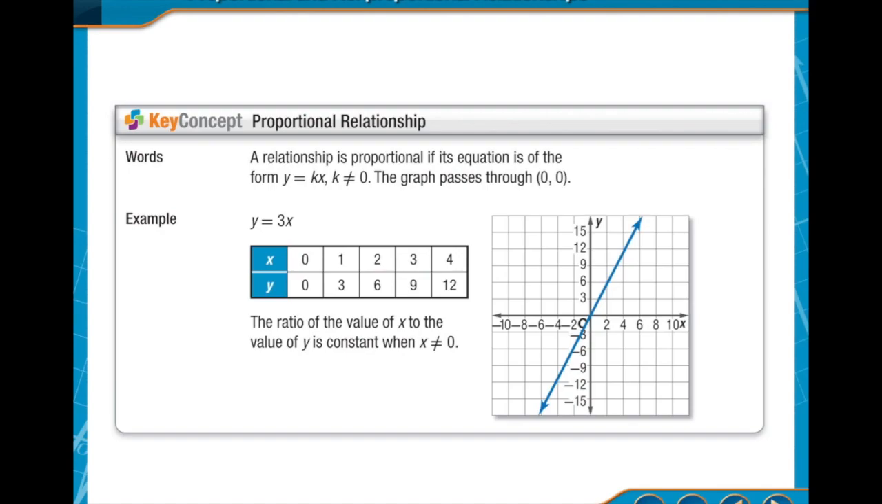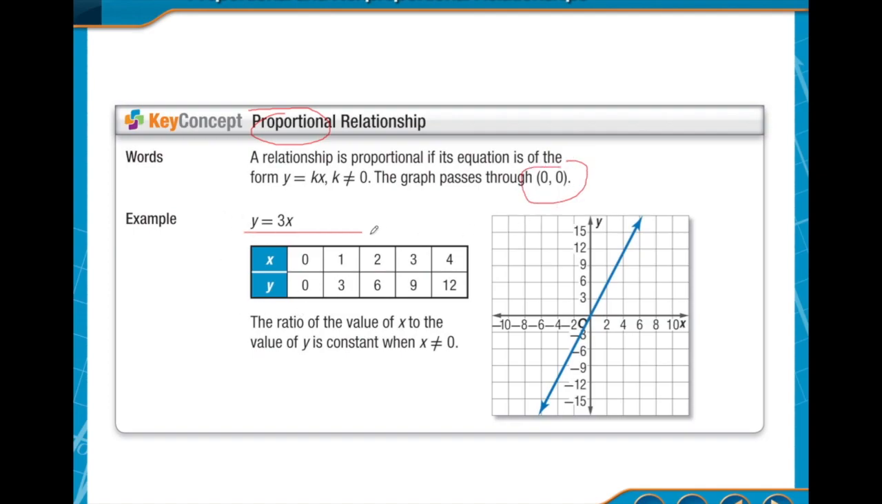So one thing to look at and understand is how a proportional relationship looks in a graph. In words, we can say a relationship is proportional if its equation is of the form y equals kx. We've seen this before, just like our direct variation stuff. K can't be 0, and it always passes through the origin. So proportional will pass through the origin.